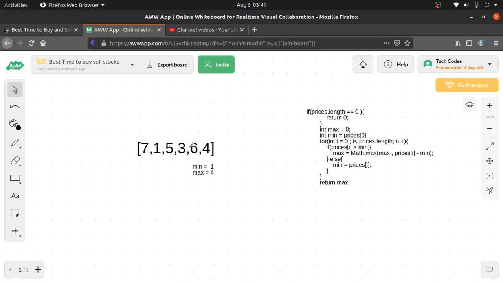Is 6 greater than minimum? Yes, so minimum stays the same. Let's check maximum. 6 minus min is 5. 5 is greater than our global maximum, so we set the maximum to 5.